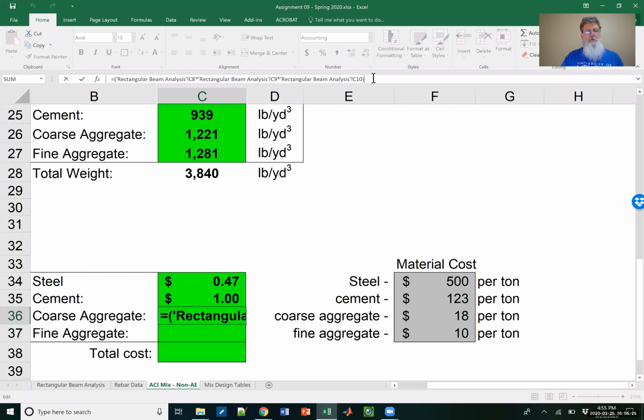So that's 810 cubic inches. So we'll divide by 1728. That will convert it to cubic feet. Now we're doing coarse aggregate.